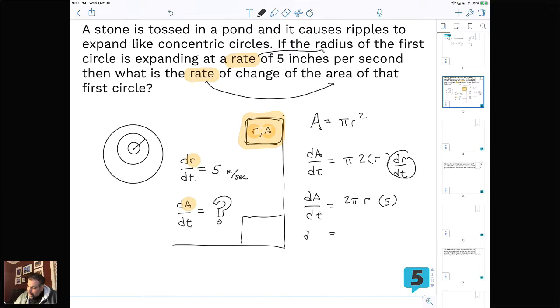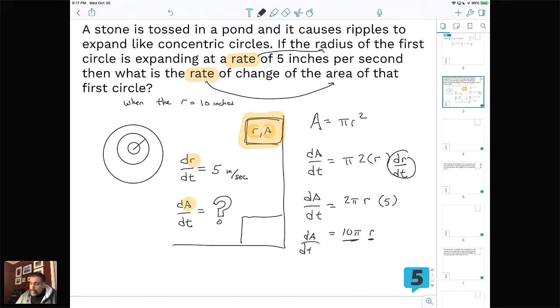And what this is going to tell me is that the area is changing, and the way it's changing is whatever the radius is, the area is changing at 10 pi times more than that. So usually in a problem like this, they would ask what is the rate of change of the area of the first circle? And usually they would say when the radius is equal to something like 10 inches.